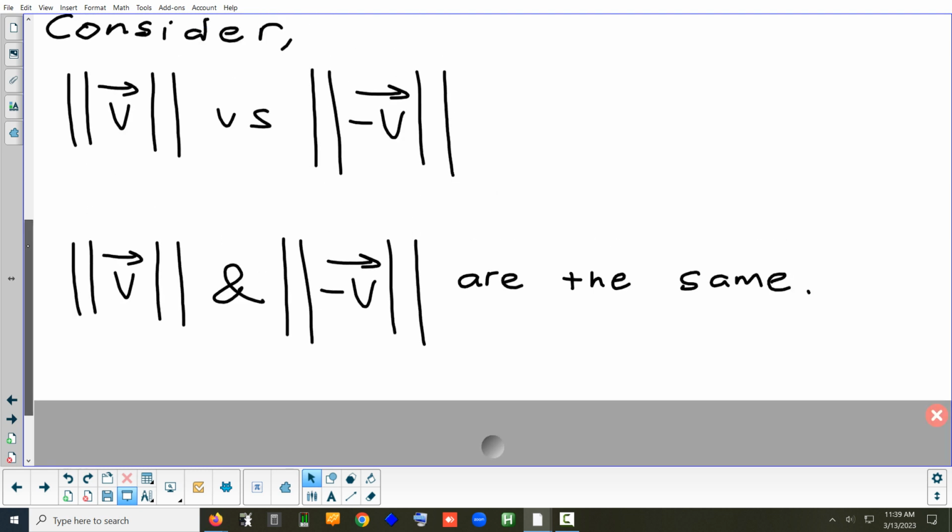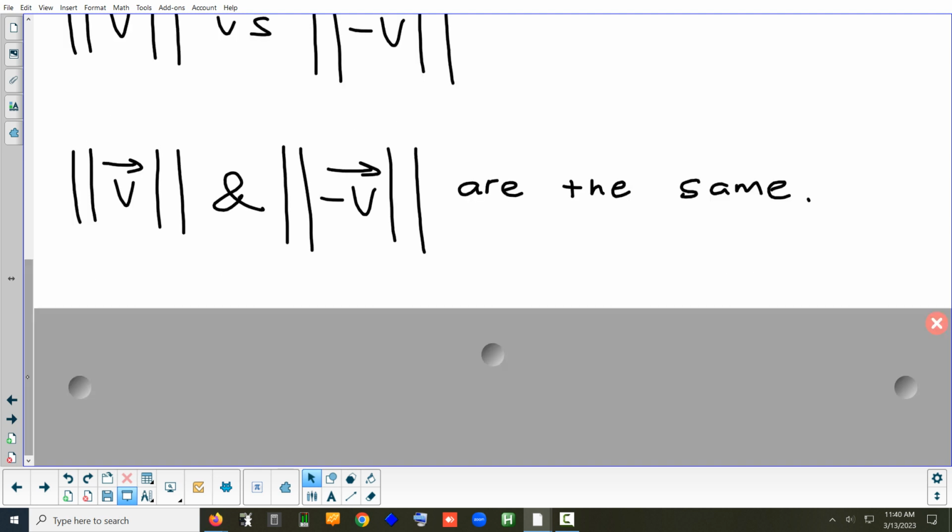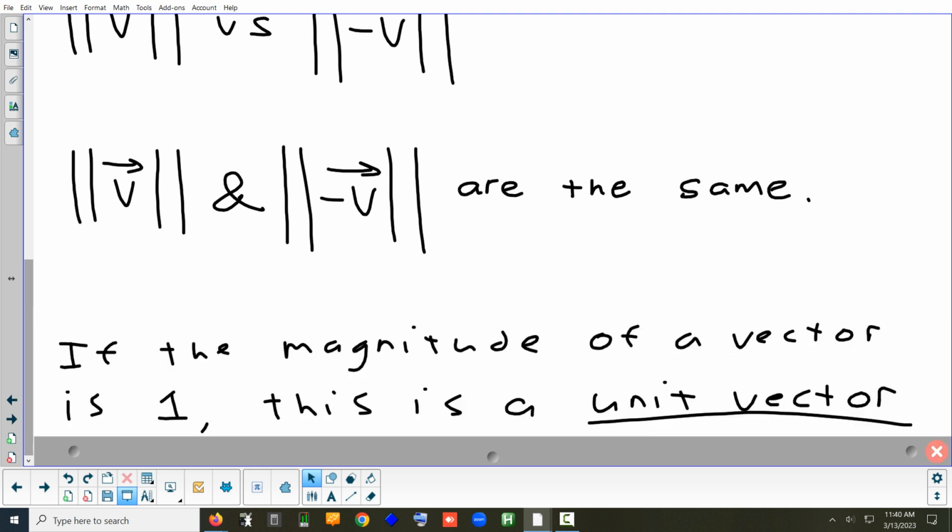Now, if the magnitude comes out to 1, that is something special. Does anybody remember when we studied circles that had a radius of 1? What did we call those circles? Unit circles. So what do you think a vector is called if it has a length of 1? Unit vector. So not all vectors are unit vectors, just like not all circles are unit circles. But if the length of the vector does come out to 1, then it is called a unit vector. A lot of vocabulary used first.